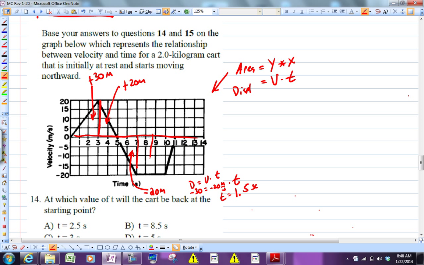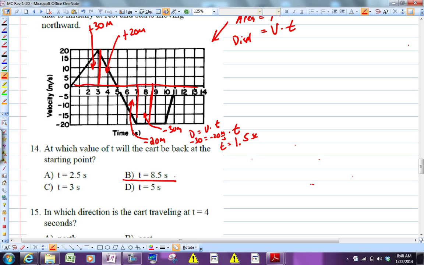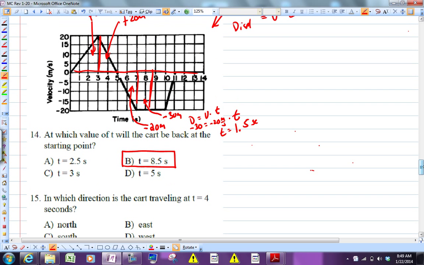So another 1.5 seconds takes you to there, which will give us the remainder of minus 30 meters. And that takes us to 8.5 seconds. So the answer for the total time is 8.5 seconds until the displacement finally adds back up to 0. In which direction is the car traveling at 4 seconds? At 4 seconds here.